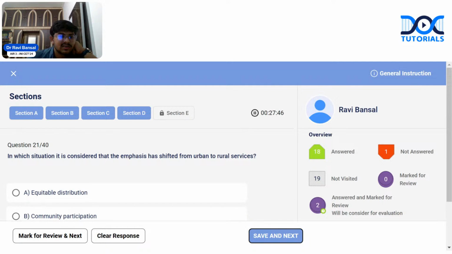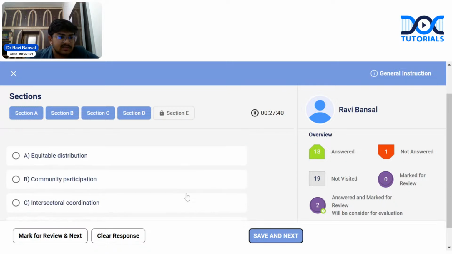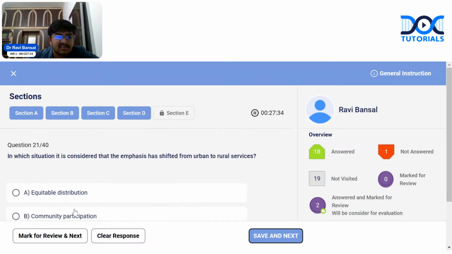In which situation is it considered that the emphasis has shifted from urban to rural services? The last part was applicable technology. They are given in the next question itself. So sometimes it also happens in the same section that two questions are asked from the same topic. So sometimes you can take help from the second question to answer or correct the first question.